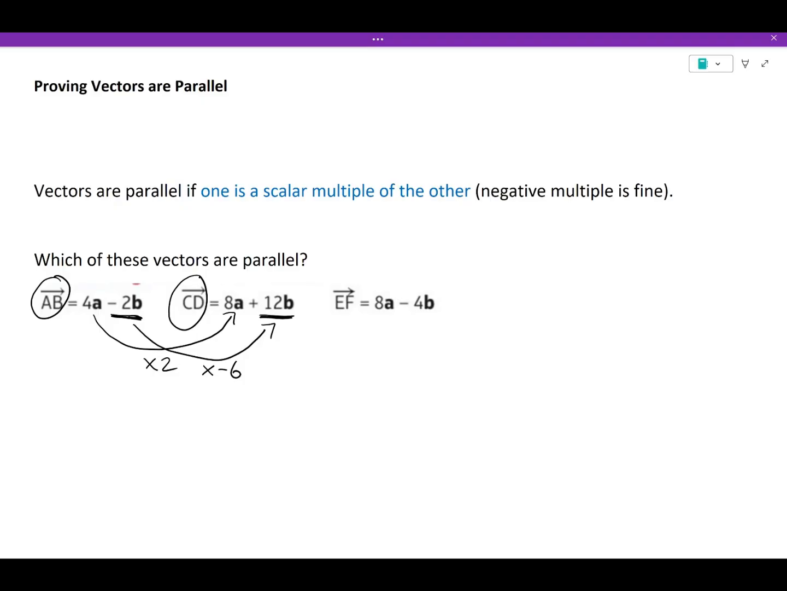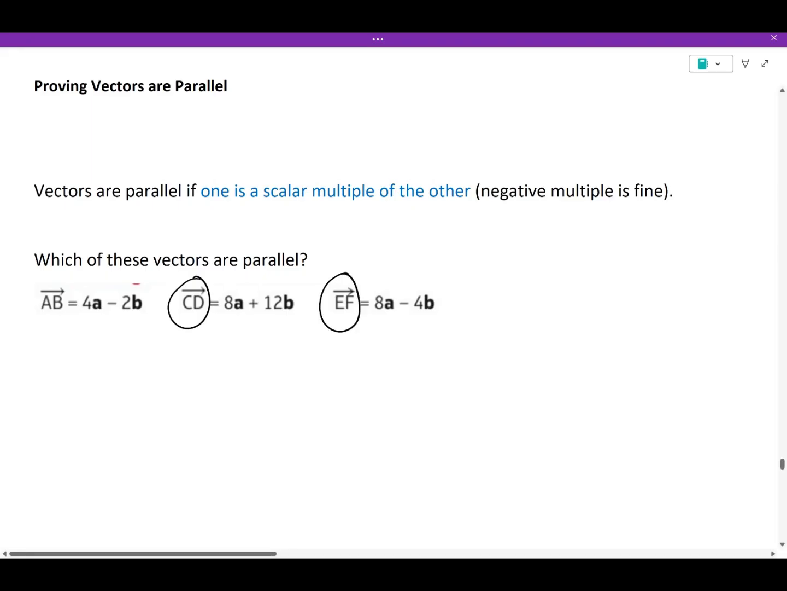Therefore, these vectors are not scalar multiples of each other, because if they were scalar multiples, these values would be the same. So A to B and C to D are not parallel. Okay, so I'm just going to take off my working there, and we're going to consider C to D and E to F instead.